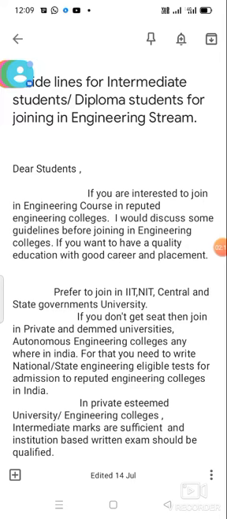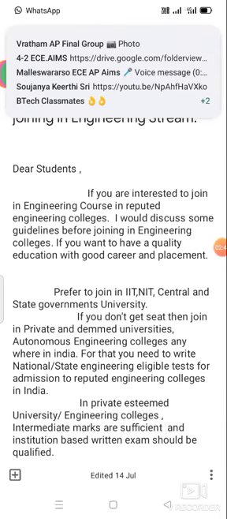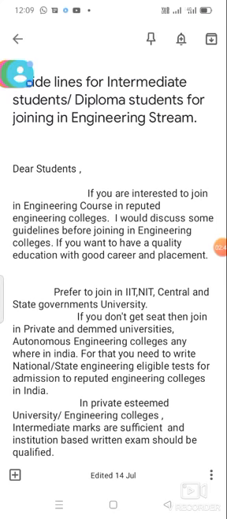If you qualify these tests, you can go directly to the IIT through the proper channel, like counseling or a written test conducted by those institutions. These are the processes. Every institution has a different way of selecting students for admission. So I am going to discuss a few points.